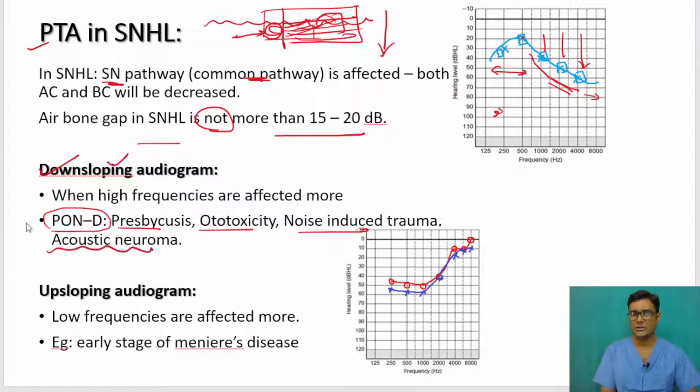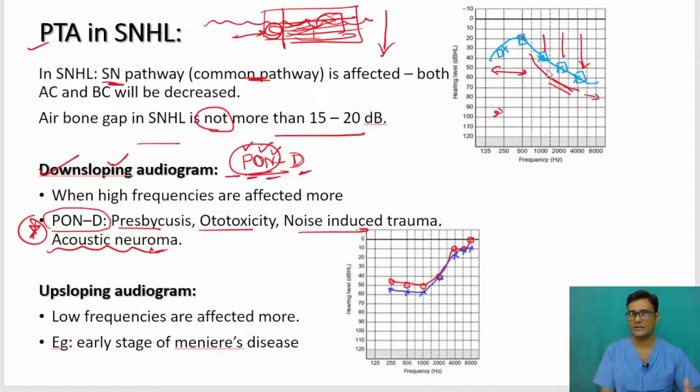Also in acoustic neuroma. So this is important from the NEET PG point of view. They are going to ask you repeatedly, downsloping audiogram is seen in what? Very difficult to remember, so there is a mnemonic, POND. Presbycusis, that is hearing loss associated with aging; ototoxicity, because of drugs; noise trauma, because of listening to high intensity for long periods of time. You will see downsloping also in acoustic neuroma. But these three are important: presbycusis, ototoxicity, and noise-induced hearing loss, NIHL.